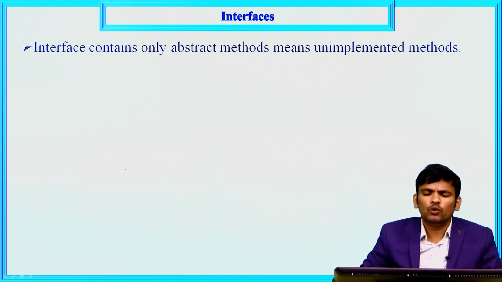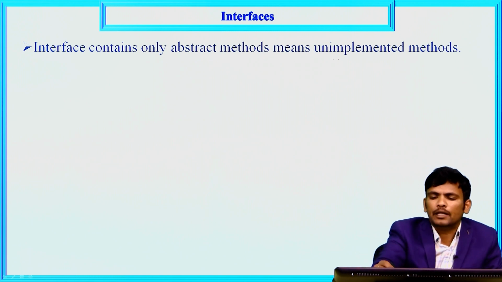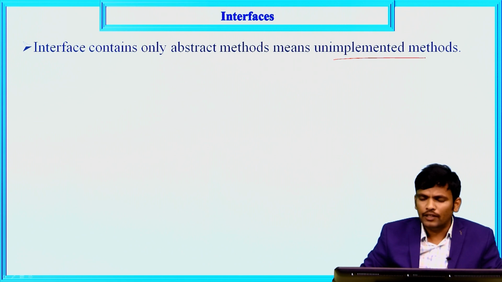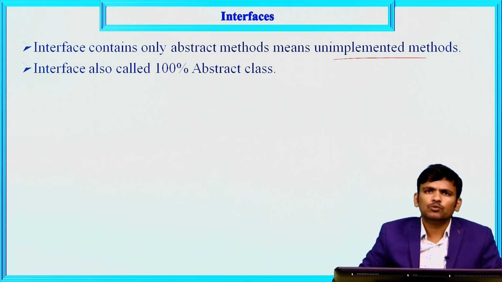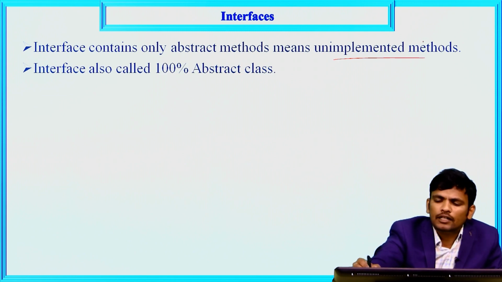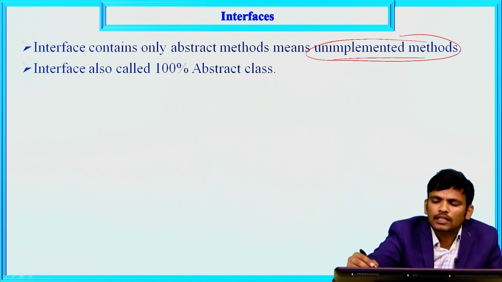An interface contains only abstract methods, meaning unimplemented methods. If you want to write complete methods inside an interface, it will throw a compile time error. So an interface accepts only unimplemented methods, meaning it contains only abstract methods.